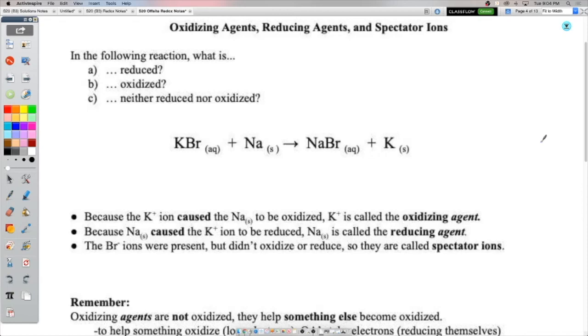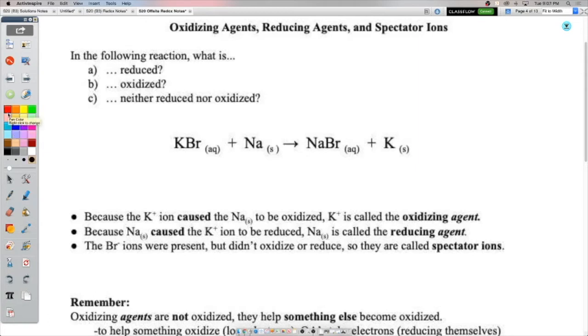Okay, so we're now going to move on to just a couple more definitions, a couple of things that are important to know about oxidation and reduction reactions, but nothing super big being added on here. We're going to start out by looking at this, and build our thing. So in the following reaction, what is reduced, what is oxidized, and what is neither reduced nor oxidized?